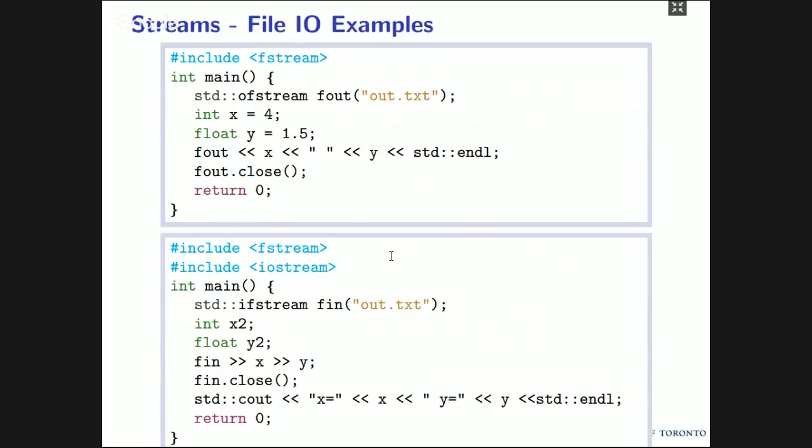This is an fstream. So I can either read or write a file. Here I'm writing a file. I'm creating an output file stream called fout. And this is an object. So I initialize this with the name of the file, and it opens it for me. It's kind of nice.